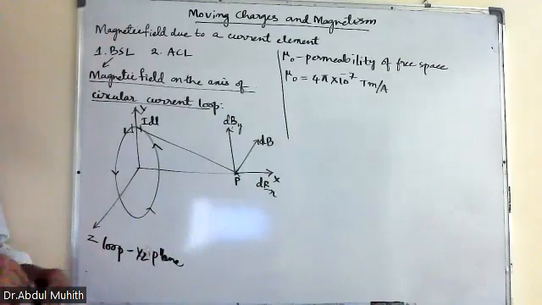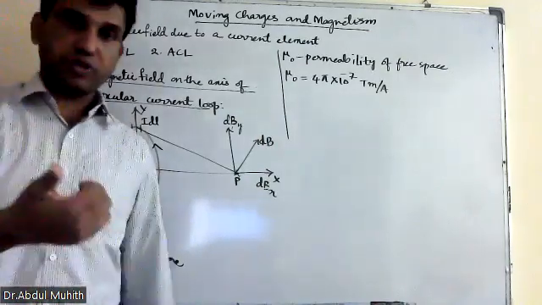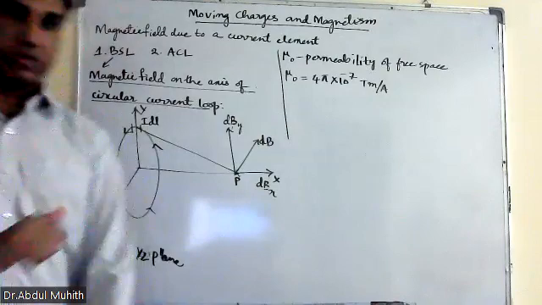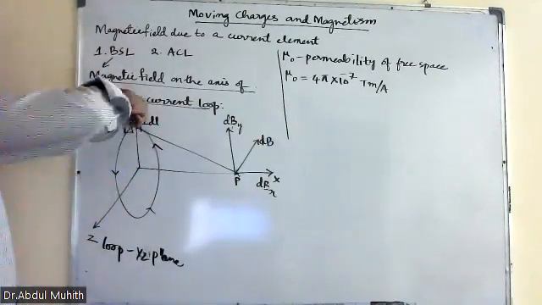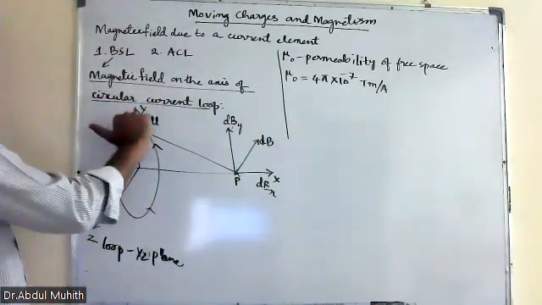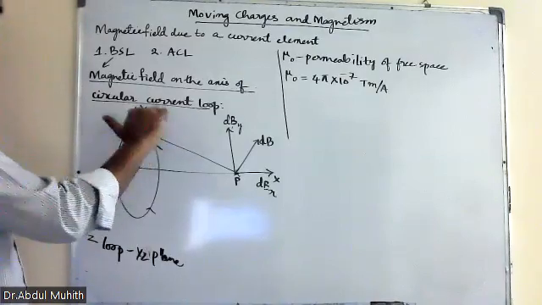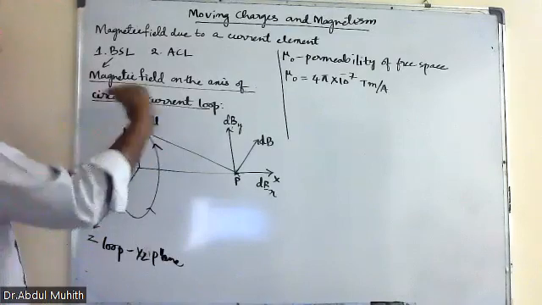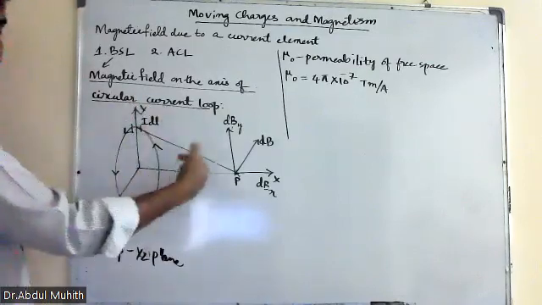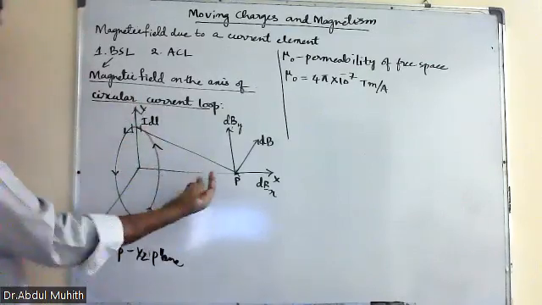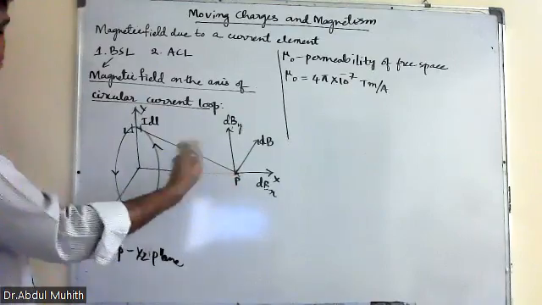What will happen? As per the right hand thumb rule, suppose this is the current carrying conductor. The thumb is the direction of the current, and the curled fingers show the direction of the magnetic field. So the magnetic field is in this way, and it will go here along the x-axis.